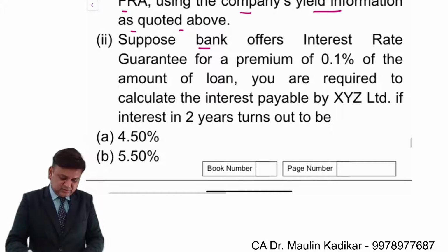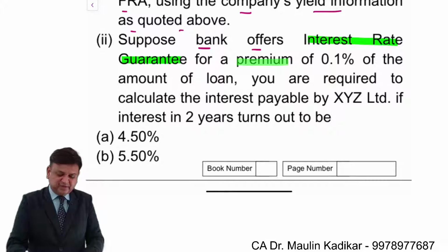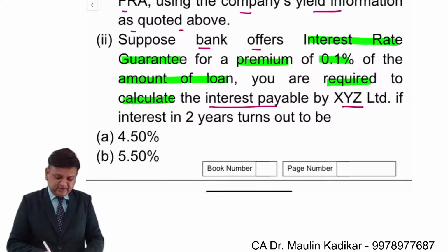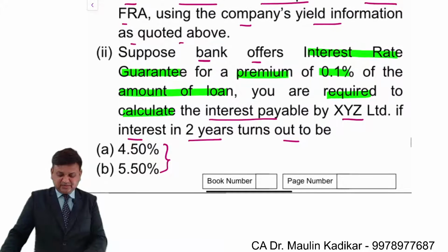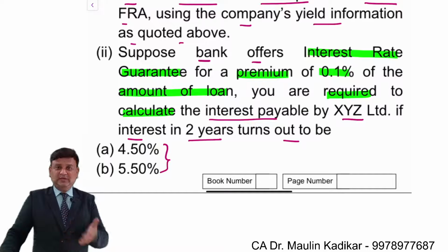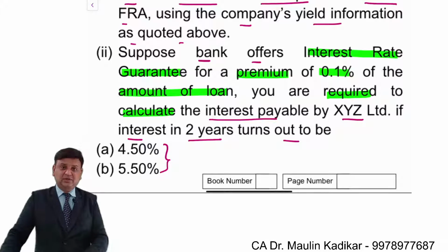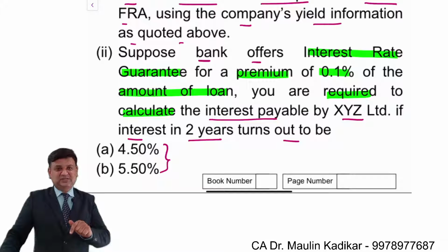Suppose bank offers, here there is a new concept, interest rate guarantee for a premium of 0.1% of the amount of loan. You are required to calculate interest payable by XYZ Ltd if interest rate in 2 years turns out to be 4.5% and 5.5%. That is the question. Please go through the question, and the important point which I want to tell you is that the second part of the question is important, because of which we are doing this in the classroom.